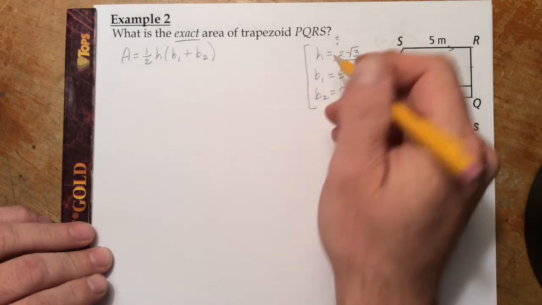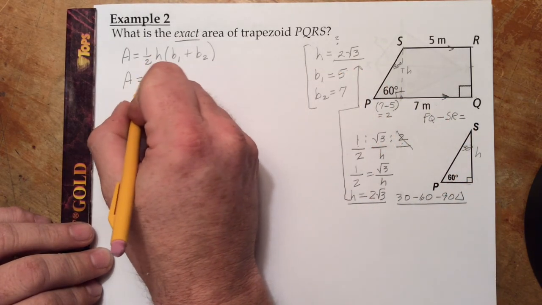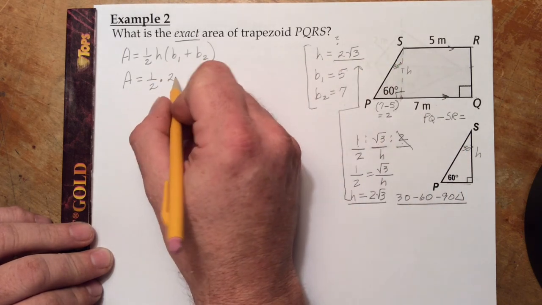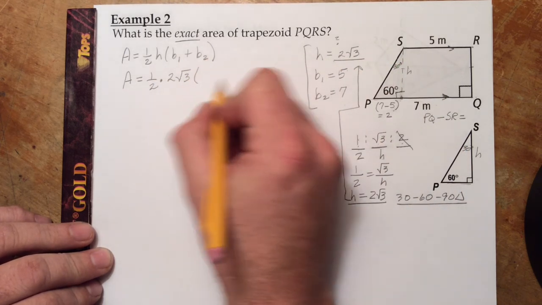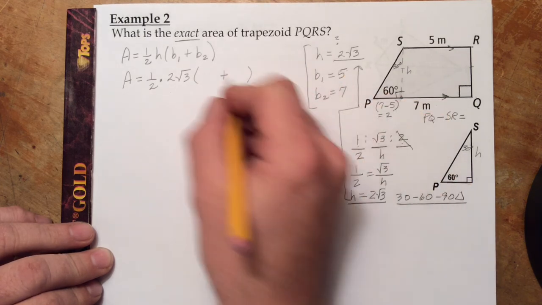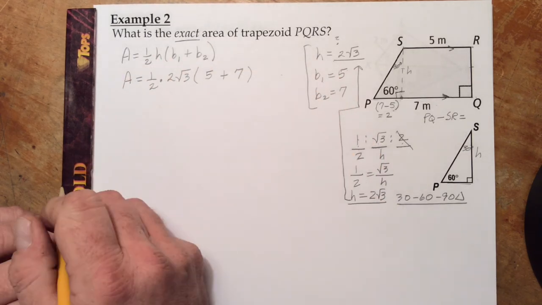Once we've done that, we've defined all our variables. We come back over to our formula and we substitute in what we have. We have 1/2 times the height, which is 2 times the square root of 3, times the sum of the two bases lengths, 5 and 7. So there's the plugged in step there.